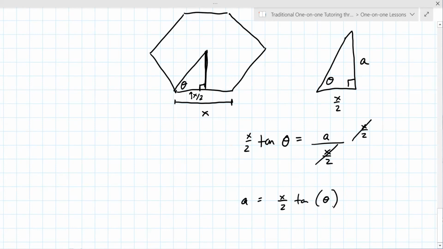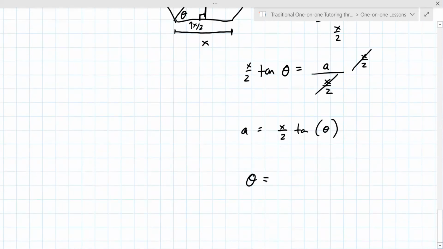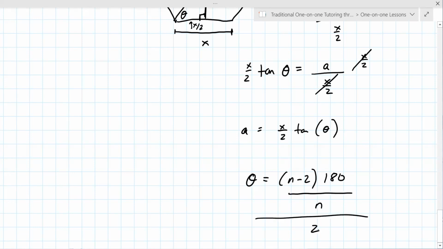Now the angle, we just calculated the angle. The way you get the angle is you take the number of sides, n, times 180 divided by n, but then you cut it in half again. That looks really complicated, doesn't it? Yeah, I'm trying to memorize this all and write it down all at the same time. It's a lot.